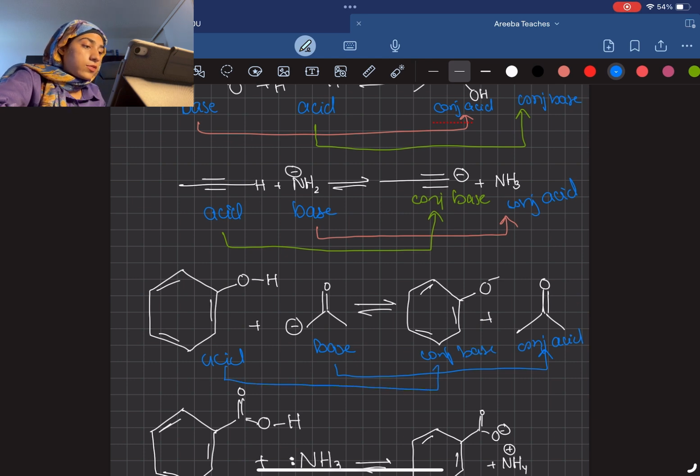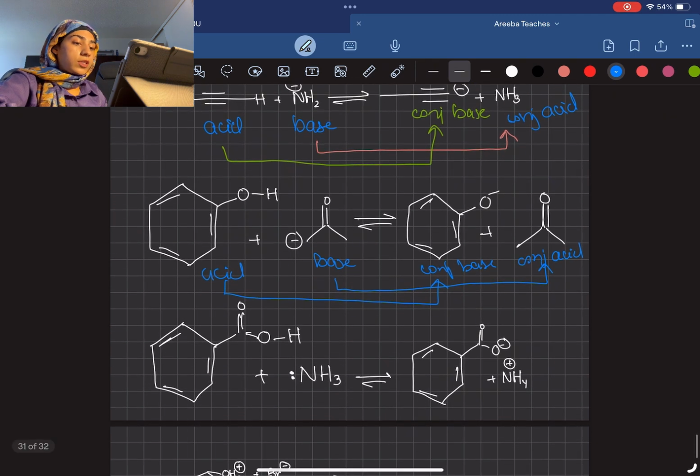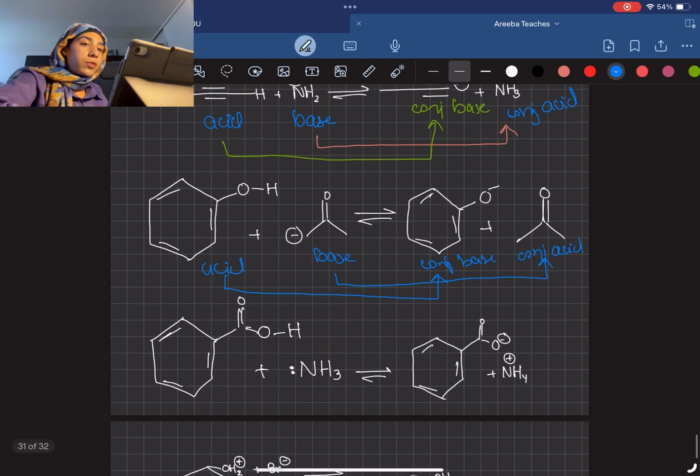Because this is an acid, it makes a pair with a conjugate base. Now moving on to the last one. Over here nothing has a negative charge, but NH3 has lone pairs. So when anything has lone pairs, it could also be considered to have more of the negative charge on it, so we consider it a base as well.